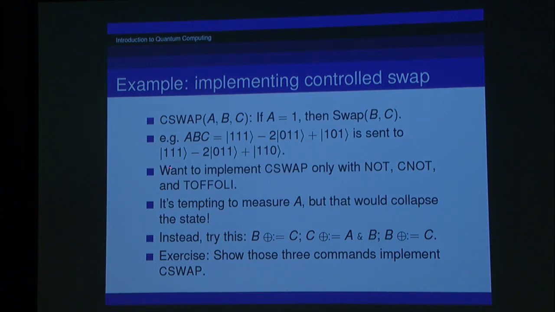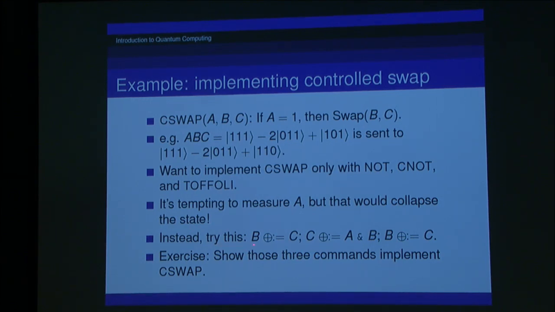However, we want to implement C-swap with only those gates that I said, not CNOT and Toffoli, which are like XOR and AND. The tempting thing to do is to measure A. If it's a 1, we'll swap the two, and if it's a 0, we won't. But that would collapse the state, so don't do that.